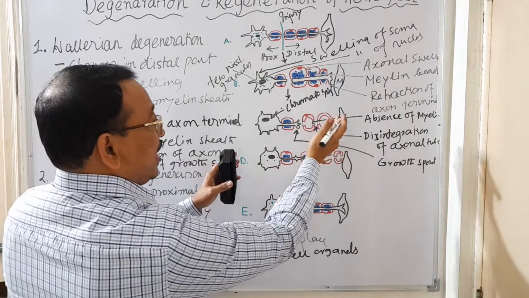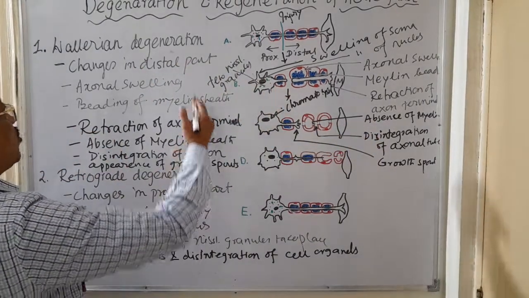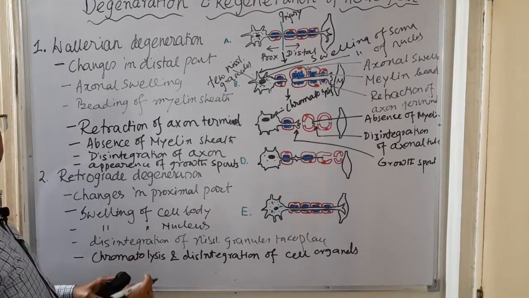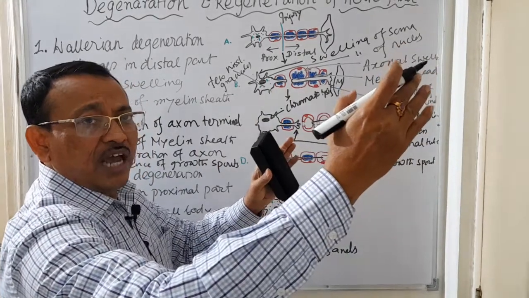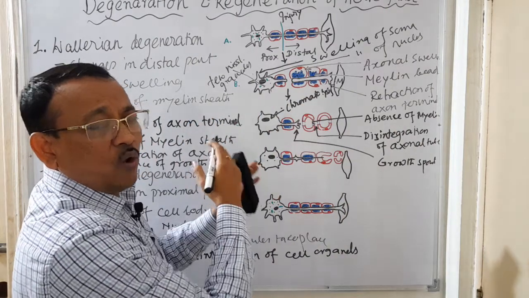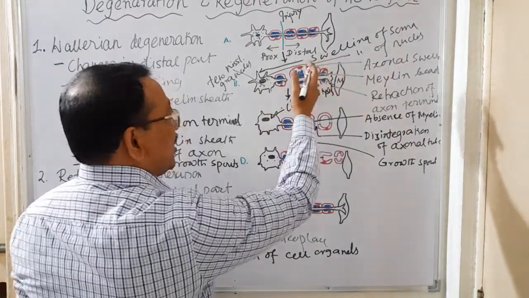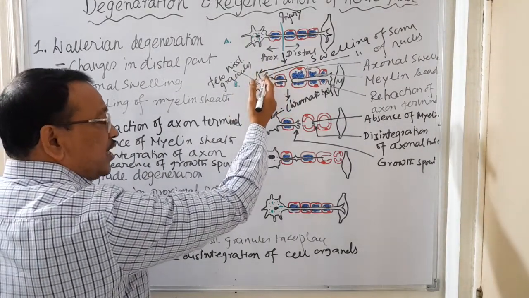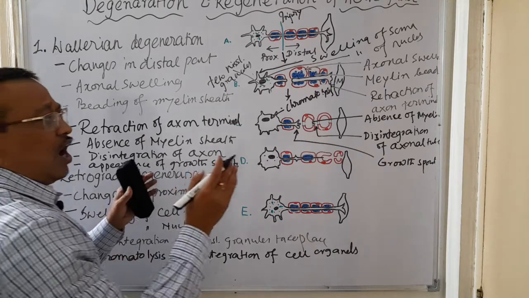So these are the changes that take place at the distal part of the injury, and these are all collectively known as the Wallerian degeneration, and at the proximal part, that is known as the retrograde degeneration. So degeneration takes place both at the axonal site and also at the cell body site. Degeneration at the axonal sites distal to the injury is known as Wallerian degeneration, and proximal to the injury, whatever changes take place at the cell body, that is known as the retrograde degeneration.